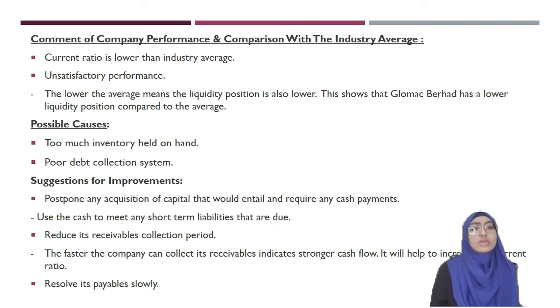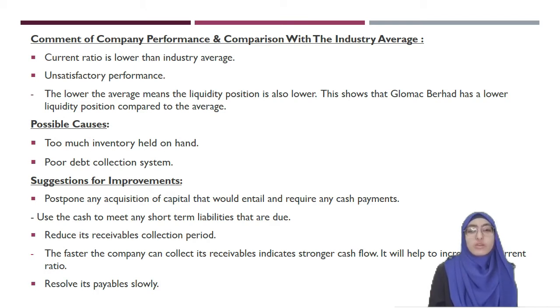Number two is because of the poor debt collection system. This can be proven by the ending balance of account receivable in 2018, which is approximately 4.2 million, compared to the ending balance of account receivable for the year ended 2019, which is approximately 3.8 million. So we can also see that there is a decrease in the amount of account receivable from 2018 to 2019, but the decrease is still not enough to boost the company's ratio.